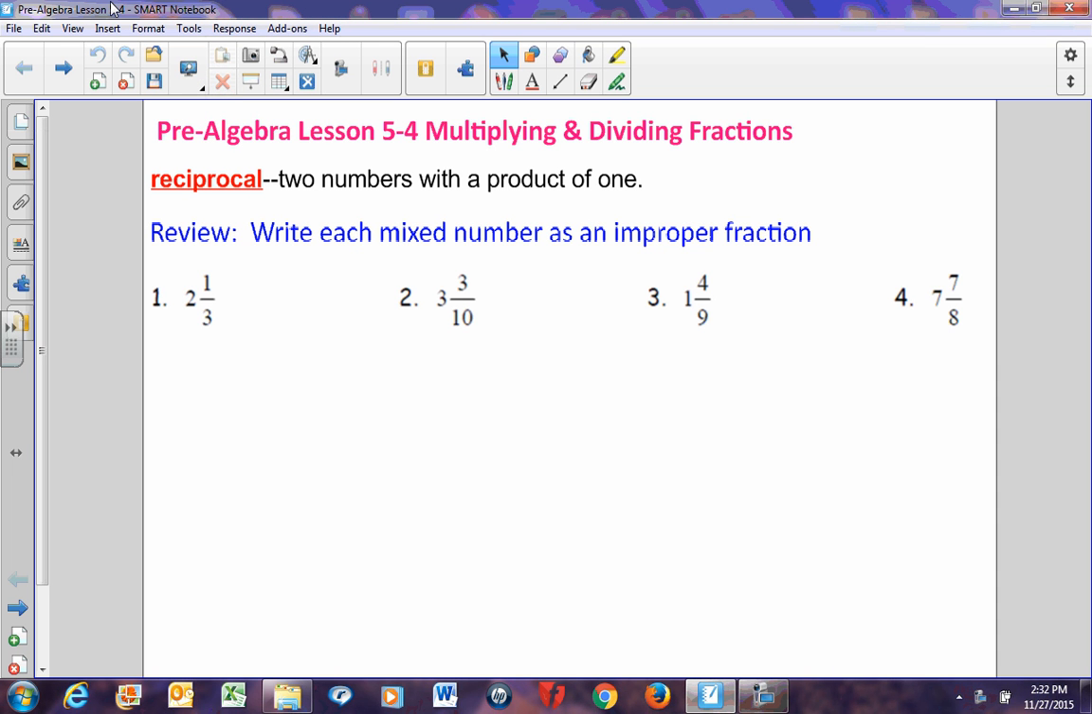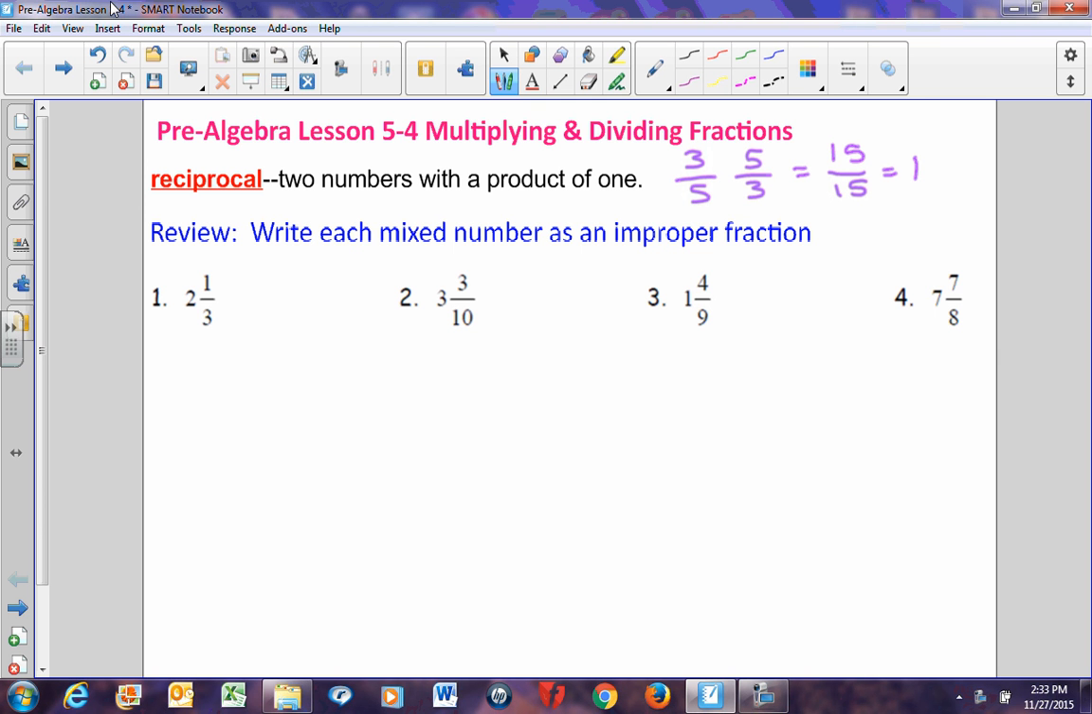This is pre-algebra lesson 5-4, multiplying and dividing fractions. A reciprocal is two numbers with the product of 1. For example, if I have 3/5, the reciprocal of 3/5 would be 5 over 3, because if we multiply those together, we would get 15 over 15, which equals 1.